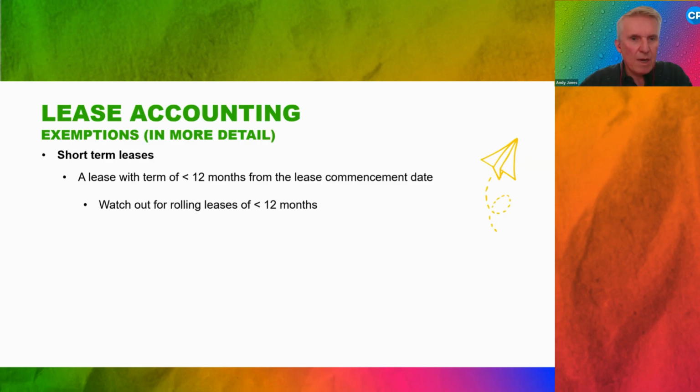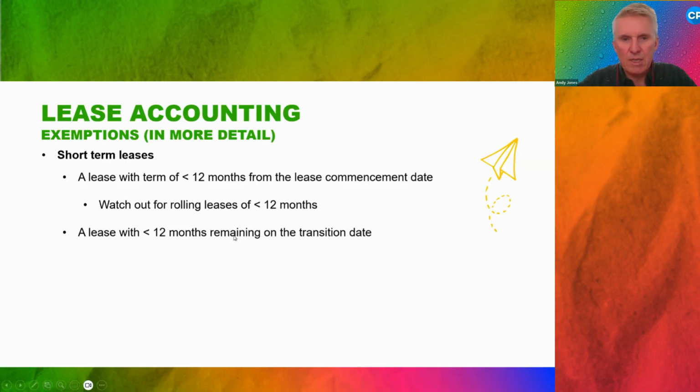With the short-term leases, the other option you've got is where, on the transition date, being your transition date over to the new SORP, so if you're a December year end, that was actually the 1st of January this year, you may have an existing lease, it could have been a 10-year lease or something, but if there's less than 12 months remaining on that lease at the transition date, then that also qualifies under the short-term lease exemption as well. So definitely something to look at when you're working through your leases.